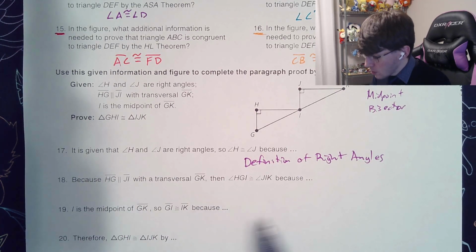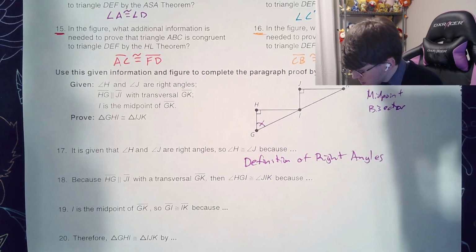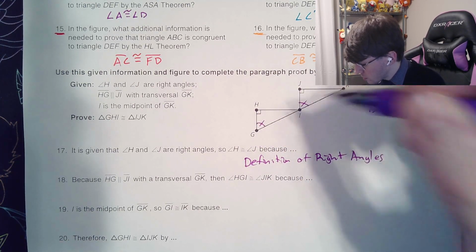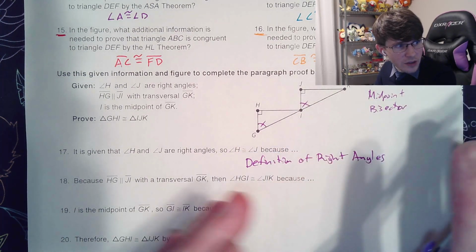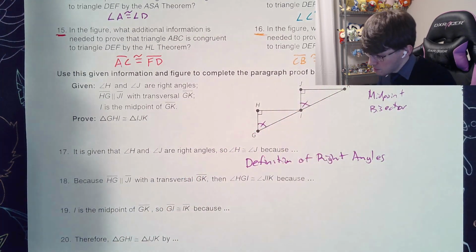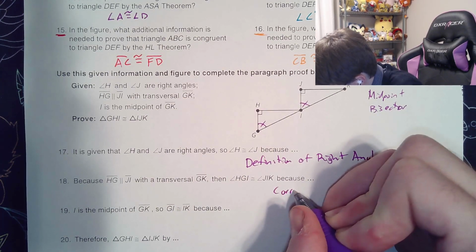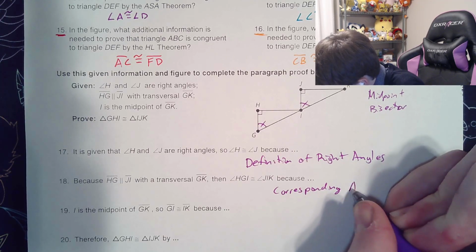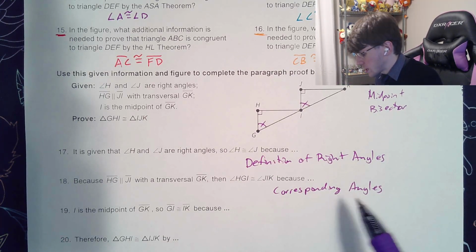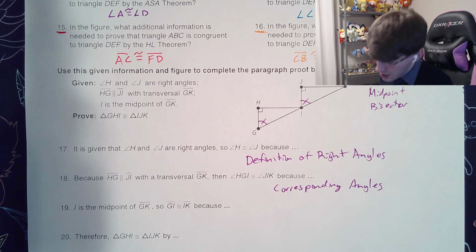Here we got parallel with a transversal. So why are HGI, that's this guy over here, and JIK, that's this one over here, why are those the same? Well, if you notice how they're both pointing up and to the right, whenever they're both pointing in that same direction, we call them corresponding angles, and corresponding angles are congruent. If you wanted to write out the whole thing, then corresponding angles are congruent. That's fine, to make an actual sentence you can, but corresponding angles is good enough for me, especially on the test. It's multiple choice, nice and easy.